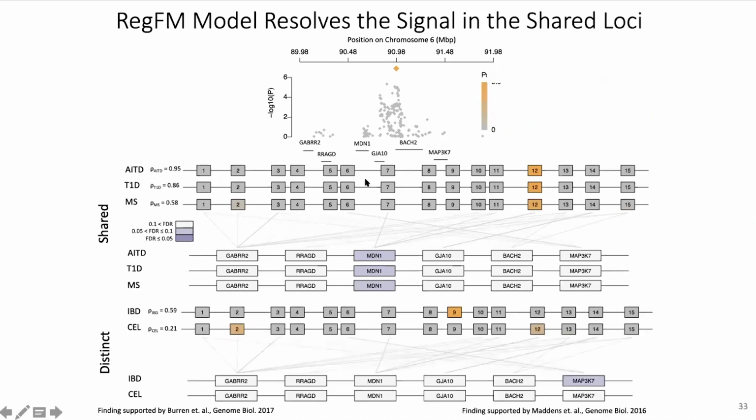And when we applied RegFM to the other 2, IBD and celiac, we found that different DHS and different genes were predicted to be the relevant components in these loci, meaning that the mechanism could be different for IBD and celiac compared to the other 3 autoimmune diseases. So basically, RegFM can help us to understand if the biological mechanisms or regulatory mechanisms could be the same or different across multiple diseases.